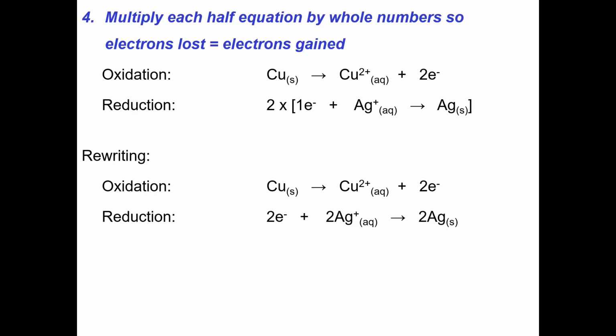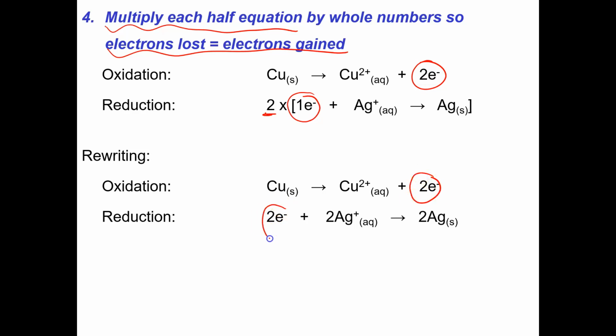What we need to do now is multiply each half equation by whole numbers so that electrons lost equals electrons gained. So in my first half equation, I had 1 electron being lost, and in my second half equation, I had 1 electron being gained. So what I'm going to have to do is multiply my second half reaction by 2. So everything gets multiplied by 2, so that electrons lost equals electrons gained.